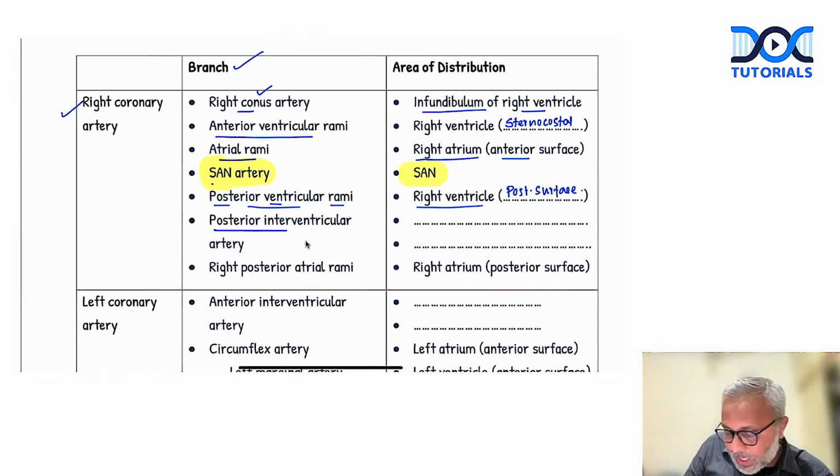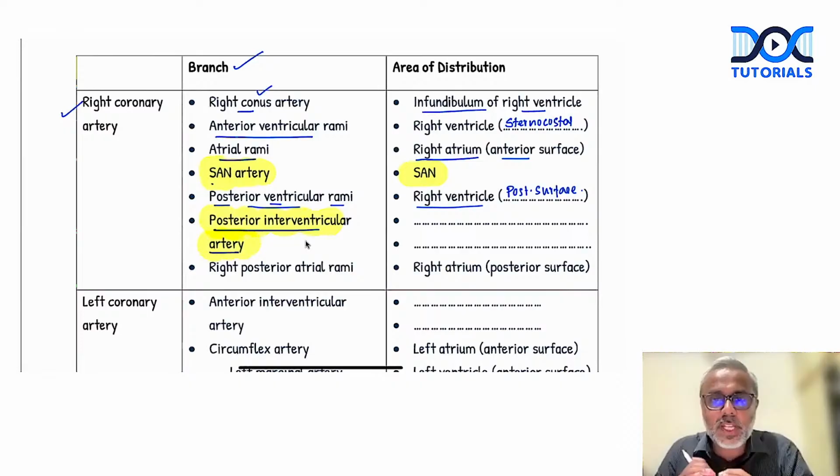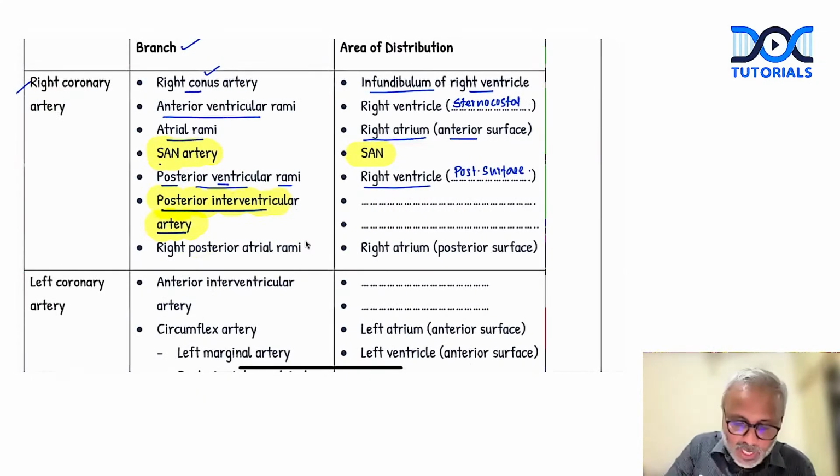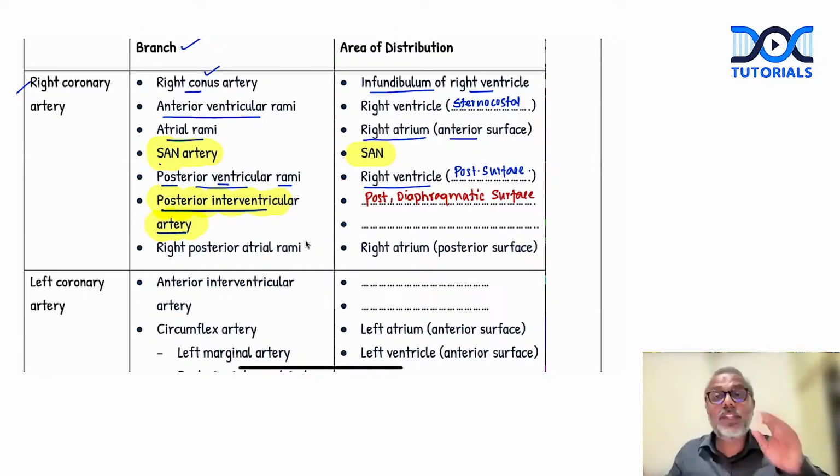Then we have the posterior interventricular artery. Again, this is one more important artery that we must never forget. Okay, posterior coronary or posterior interventricular artery actually defines the coronary predominance, as we will discuss a little bit later, right? So what does posterior interventricular artery supply? This you must never forget. So we will use a different color here. Posterior interventricular artery supplies the posterior and the diaphragmatic surface, which is also called the inferior surface of the heart, which rests on the diaphragm.